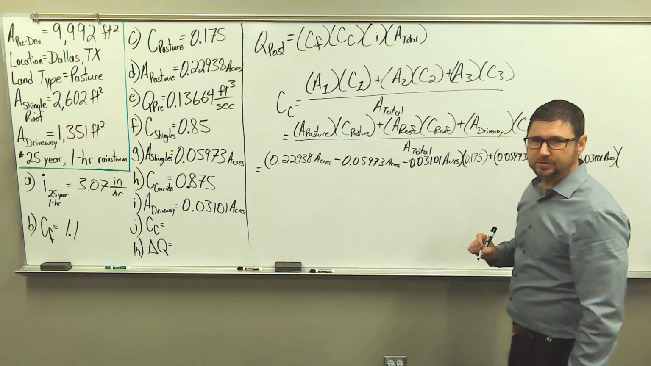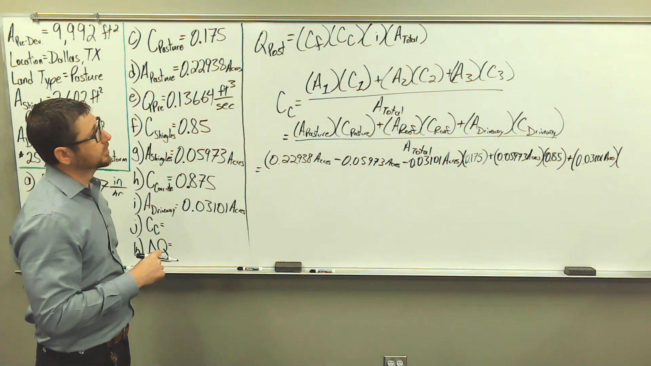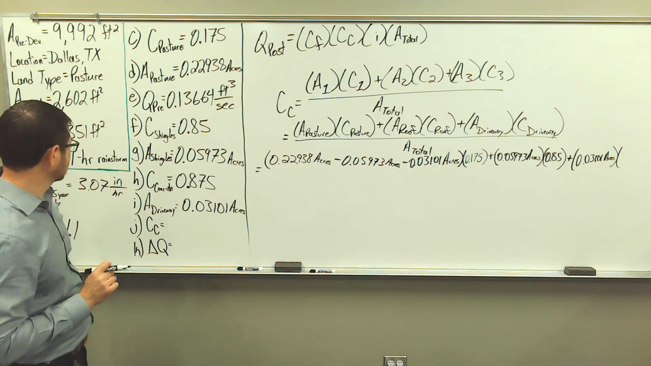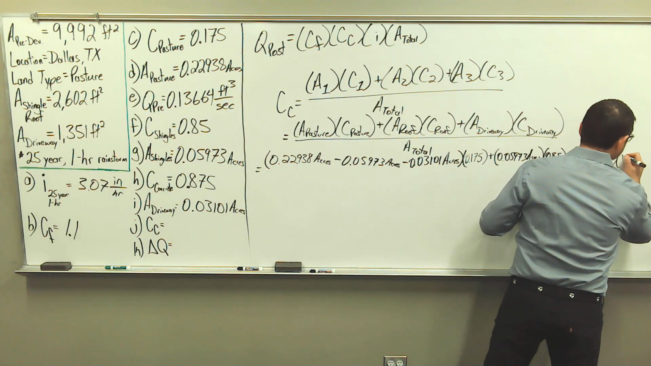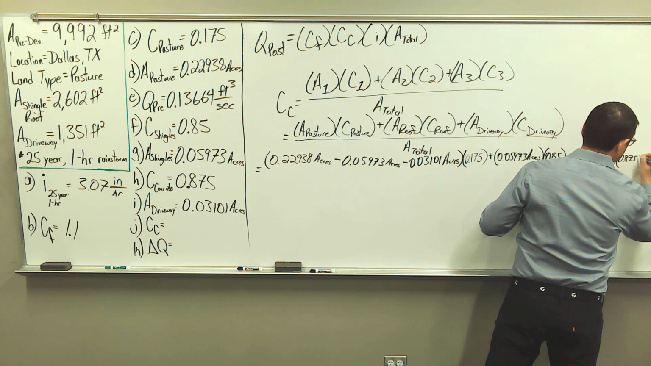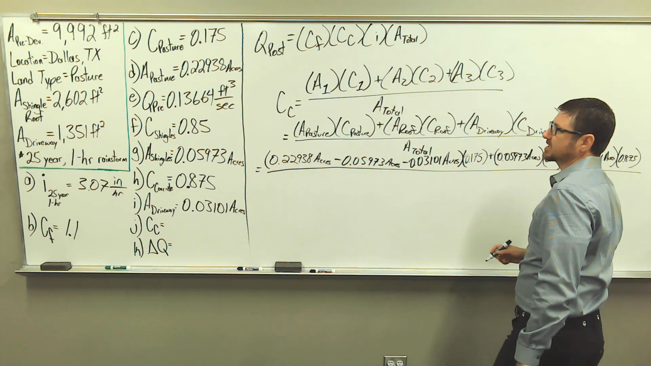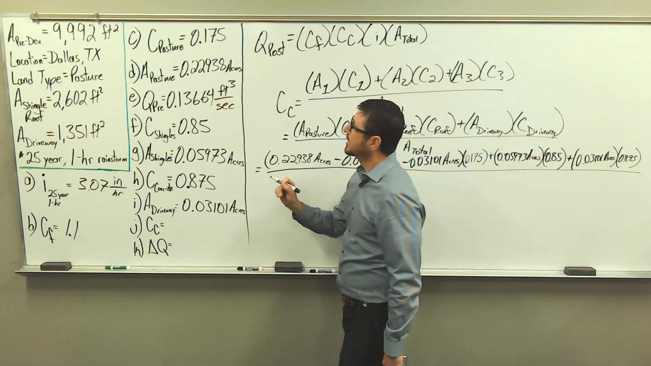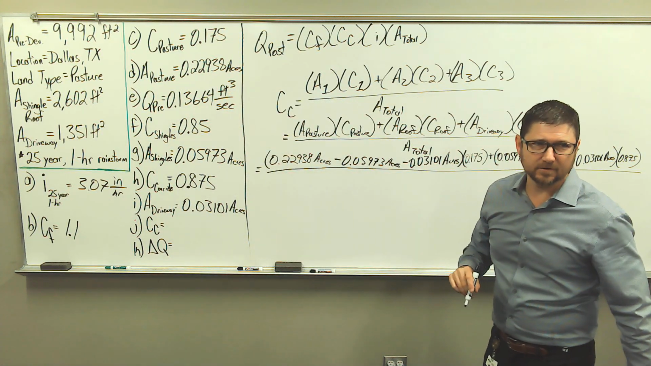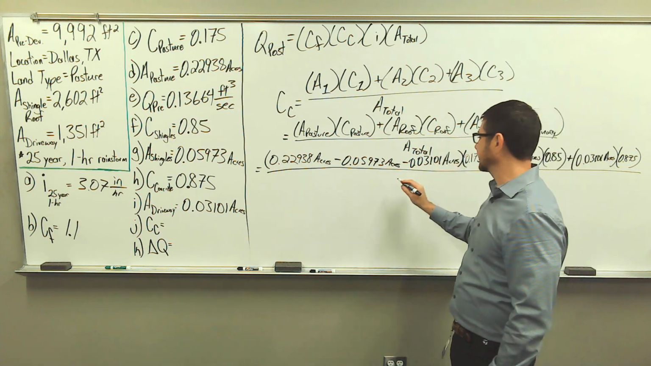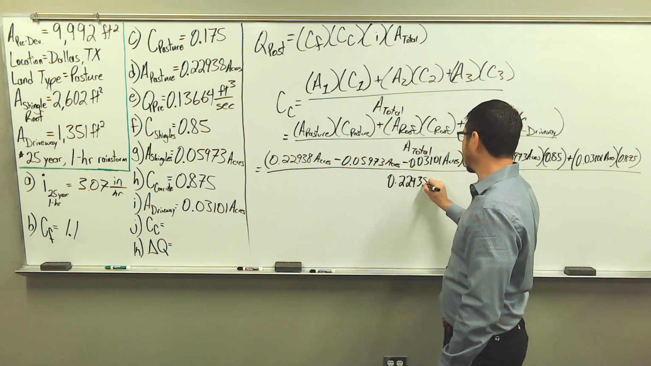And we are going to multiply that by our runoff coefficient for our concrete driveway, which is 0.875. Then we're going to divide all of this by the total area. Our total area is right here. This is the area of our pre-developed land, so 0.22938 acres.